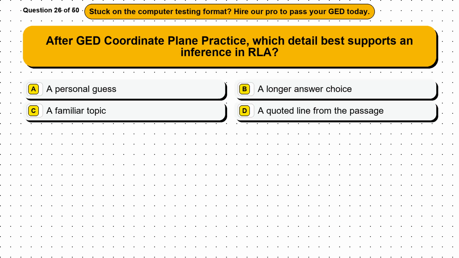Question 26. After GED Coordinate Plane Practice, which detail best supports an inference in RLA? Option A. A personal guess. Option B. A longer answer choice. Option C. A familiar topic. Option D. A quoted line from the passage.